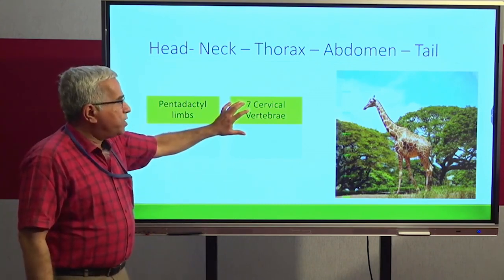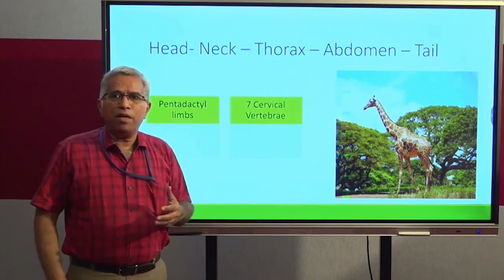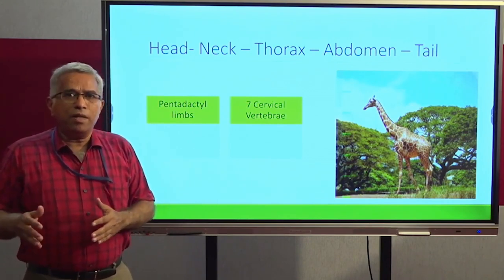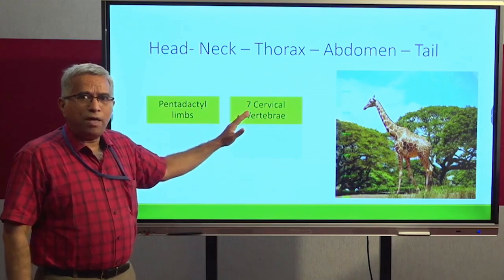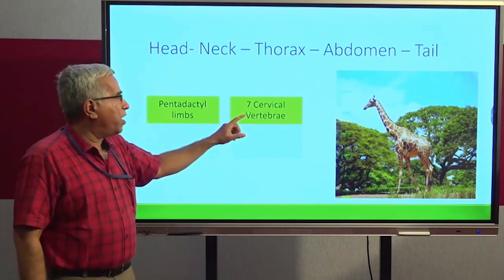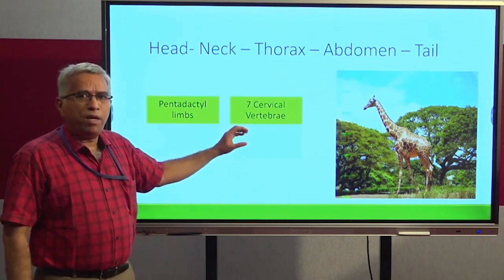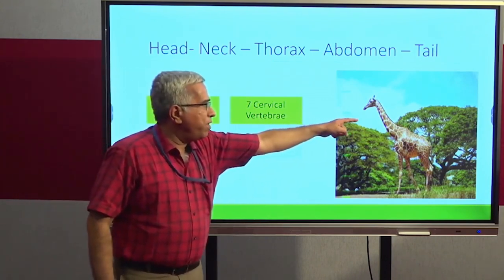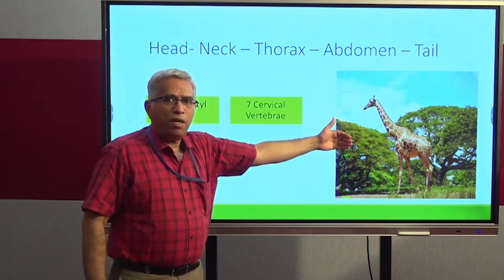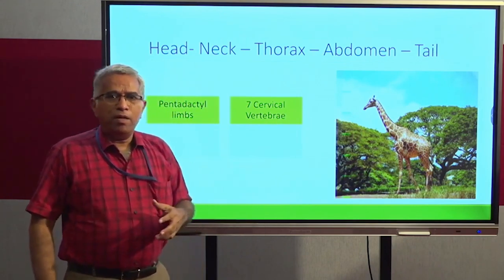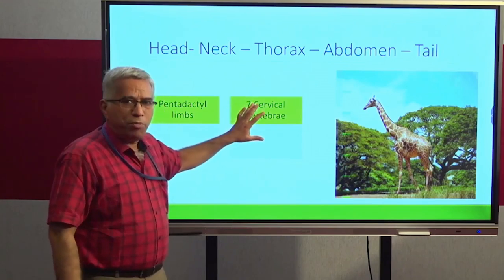Coming to the vertebrae, there may be variation in the number of vertebrae in the thorax and abdomen regions. But coming to the cervical vertebrae, as a thumb rule, all mammals should have 7 cervical vertebrae. There may be certain exceptions, which are very meager. For example, take the giraffe, which has a longer neck. If you compare the neck of a giraffe with the neck of a human being, both human beings and giraffes have only 7 cervical vertebrae.